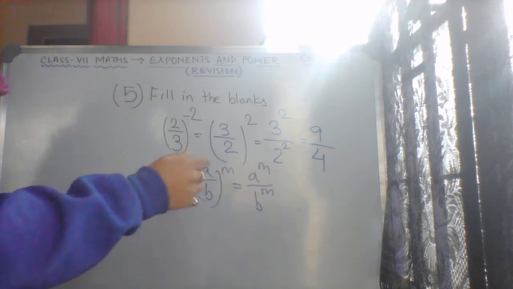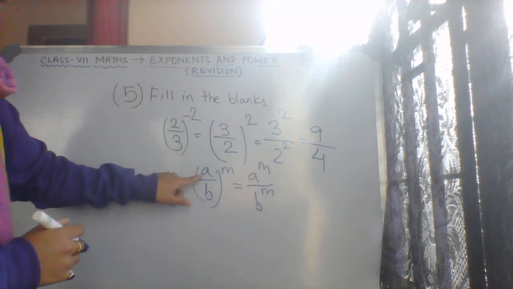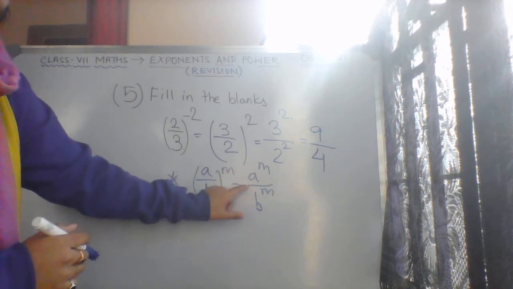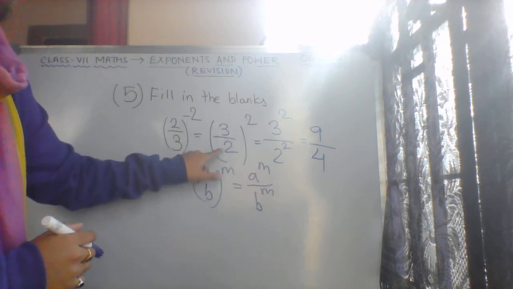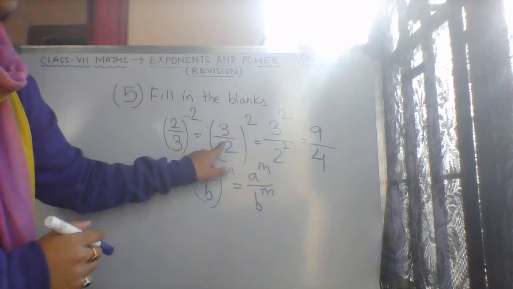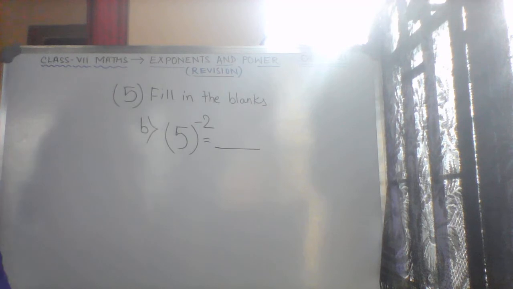And one more thing we have applied is this. If it is in the form of a by b whole to the power m, we can separate them as a to the power m divided by b to the power m. So 3 by 2 whole square is there, so I can do 3 square divided by 2 square. Now next one. Try this question. Pause the video and try. Same thing we have to apply.